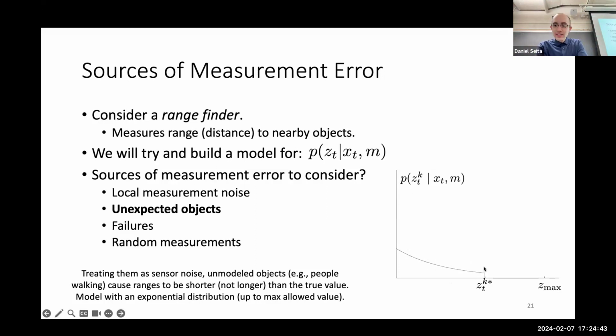And the reason it stops here is because we're not modeling local measurement noise, right? Because that was the prior model. We're going to combine them later. So if you're only trying to model unexpected objects, then you could just add in this distribution. So you don't need anything after this.